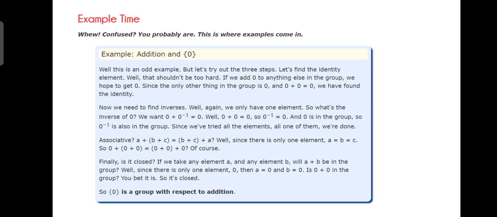So 0 is the only element, and if we combine 0 with 0, we get 0. So 0 itself is the identity element. And last but not the least, our property is existence of inverse. We need to find the inverse of each element. Since the set has only one element, 0, the inverse of 0 will be 0 only. So all the four properties are satisfied, so our set {0} becomes a group with respect to addition.